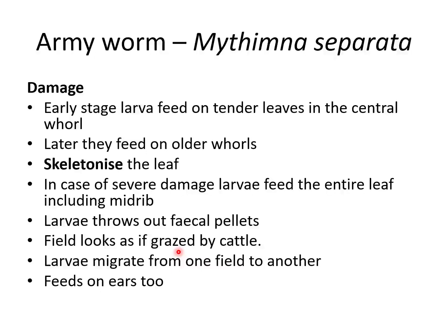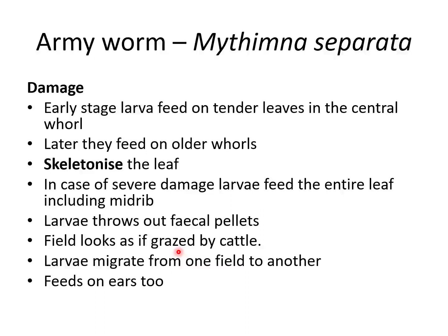You may be remembering this term, grazing by cattle. The field looks as if grazed by the cattle. This we have discussed in the case of rice armyworm. In the same manner, when the larvae grows up, it starts feeding on the entire leaf, and the field looks as if grazed by the cattle, and it throws off large fecal pellets. Once one area is completely fed, the larvae moves from one field to another. So the migration will be there, and it feeds on the ears too. That means it feeds on ear heads, not only the leaves.